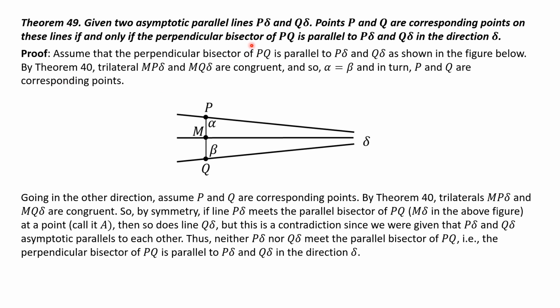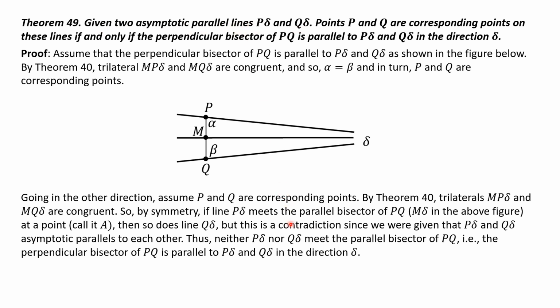Let's go in the other direction. Assume P and Q are corresponding points on these two parallel asymptotic lines, P delta and Q delta. By theorem 40, we again have these two trilaterals, the top one and the bottom one, are congruent because now we have alpha equals beta, and we also have MP equals MQ. That's our perpendicular bisector. By symmetry, if P delta intersects this M delta, say at a point A, then Q delta would also intersect M delta at that same point A, but that's a contradiction because we have that P delta and Q delta are parallel. That was the condition of the theorem.